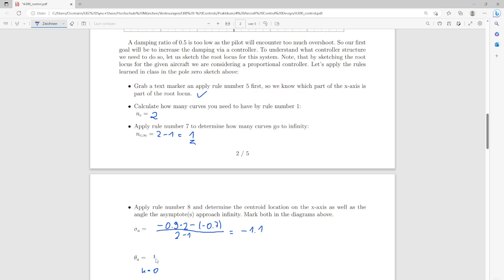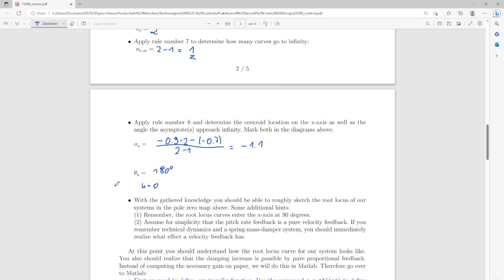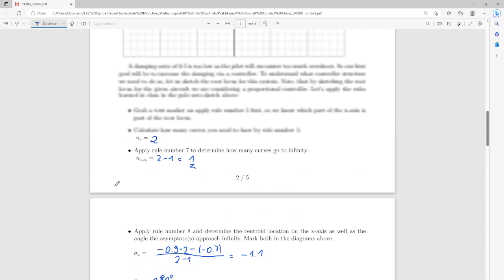Or you could also say 180 degrees. Okay. With the gathered knowledge, you should be able to roughly sketch out the root locus curve. Remember, the root locus curves enter the x-axis at plus minus 90 degrees. Assume for simplicity the pitch rate feedback is a pure velocity feedback. Okay, that means we actually get a pure increase in damping.